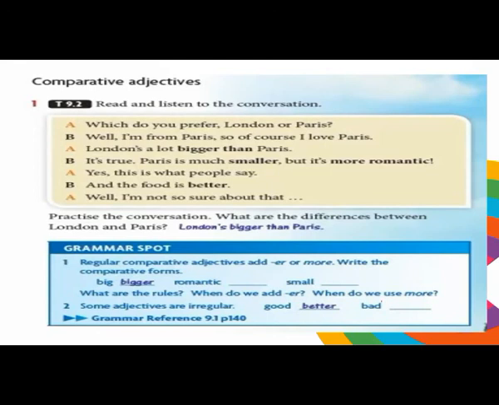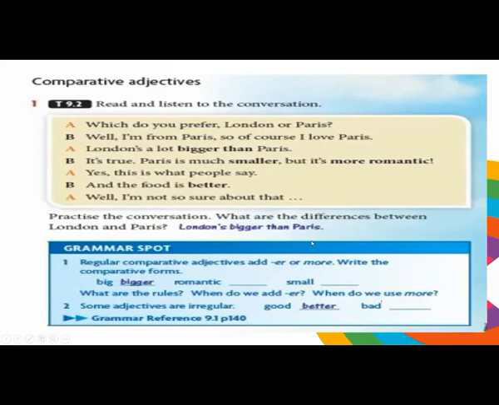So the learners will listen to the conversation. And what's the role of the teacher? He begins to ask about this conversation. What are the differences between London and Paris? The answer: London is bigger than Paris, or Paris is smaller than London. Paris is more romantic than London, and so on.